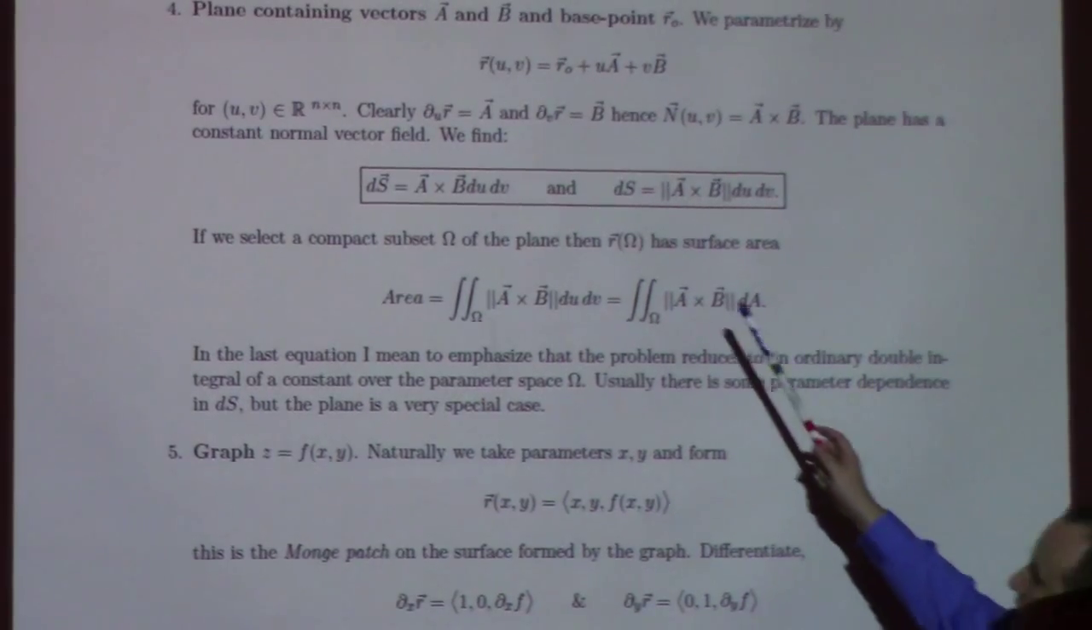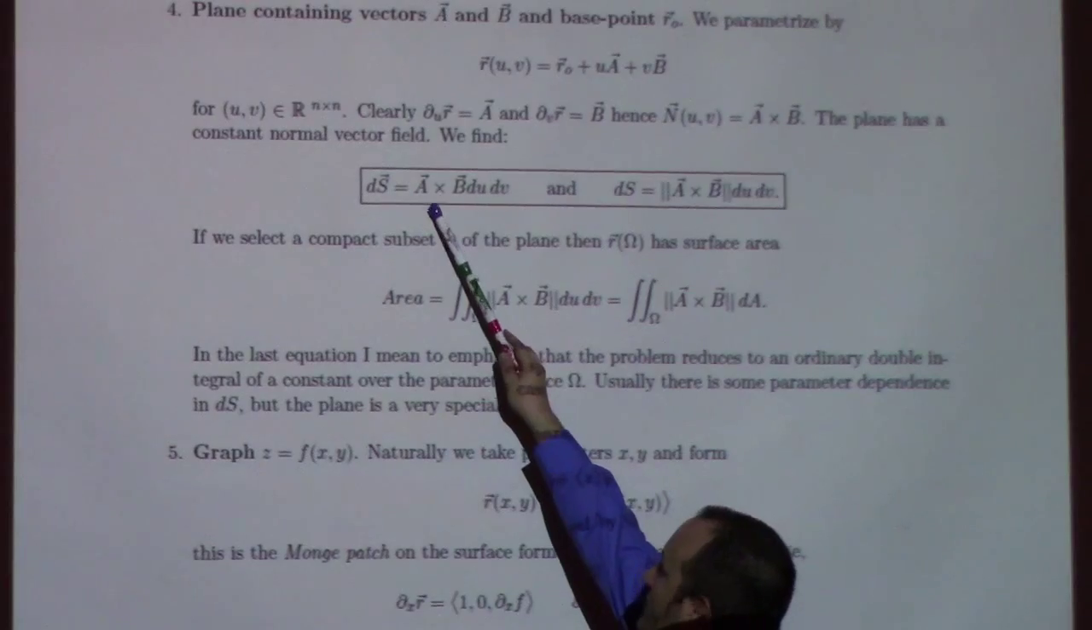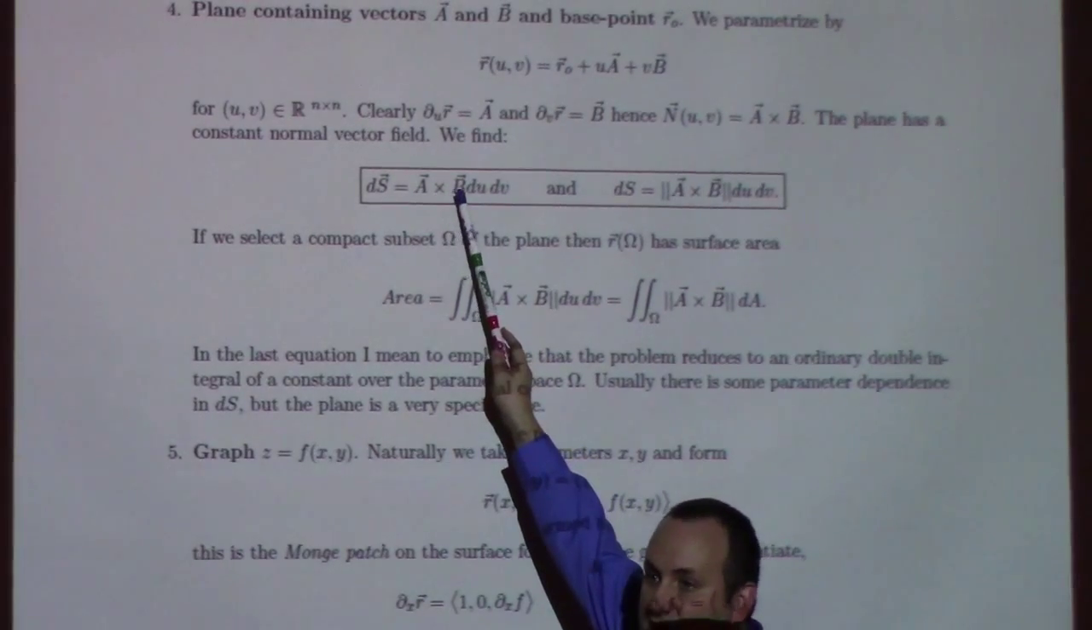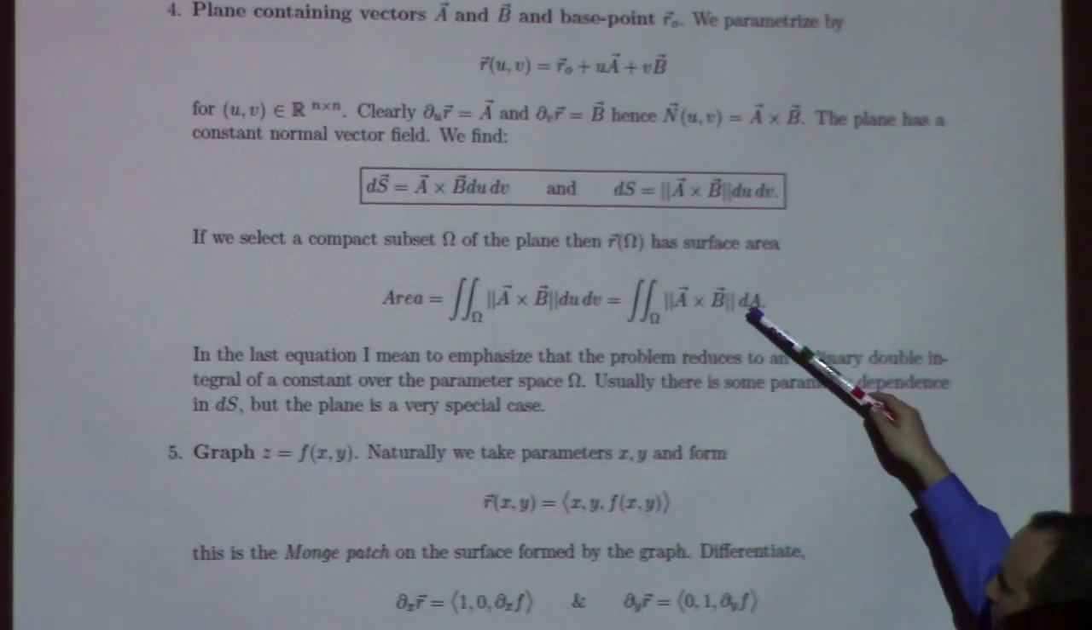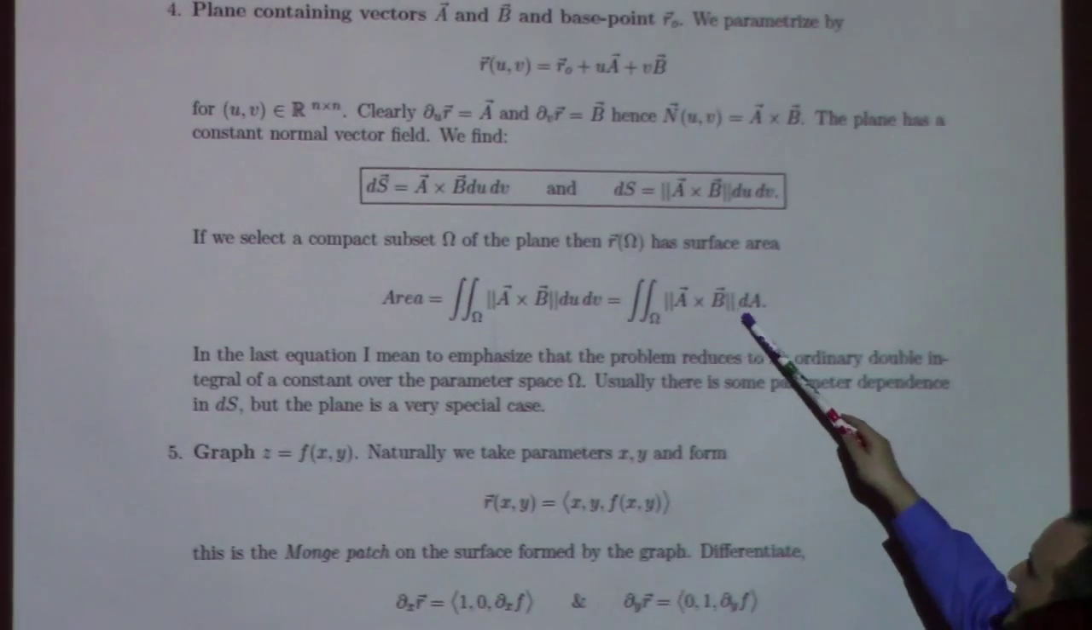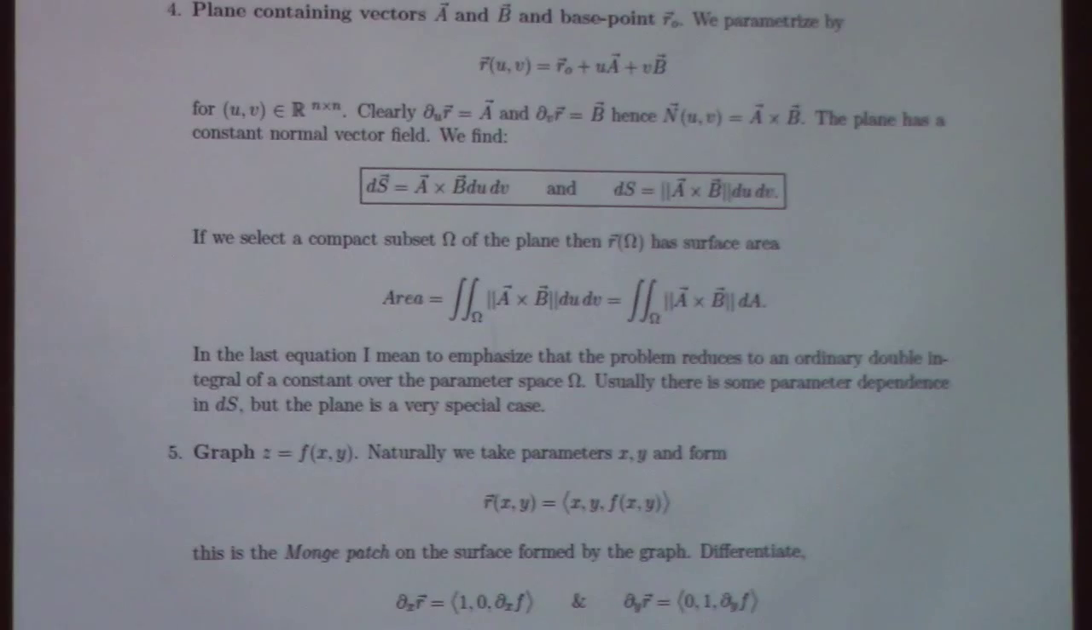And so for a plane which contains vectors a and b, you just take a cross b. That gives you the normal times du dv. I mean, it's just simple as that. And so to calculate the flux, well, of course, the area is given by that, but whatever. And then there's the graph example. Talk about that.